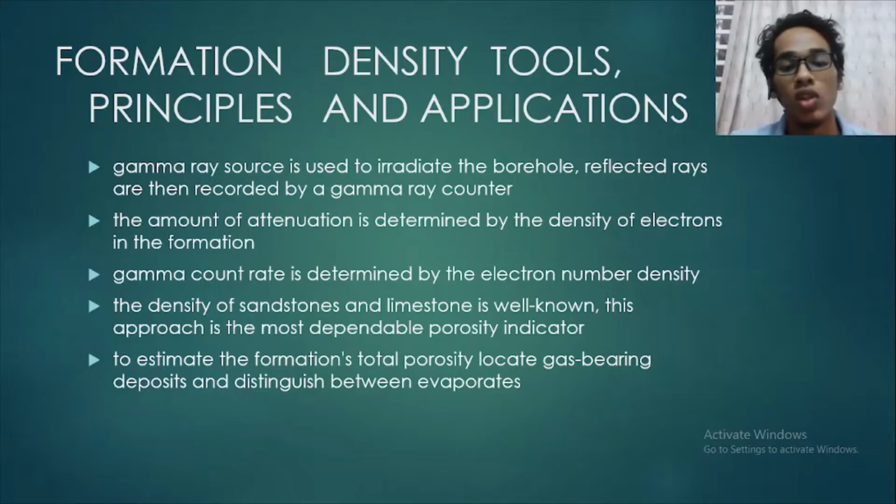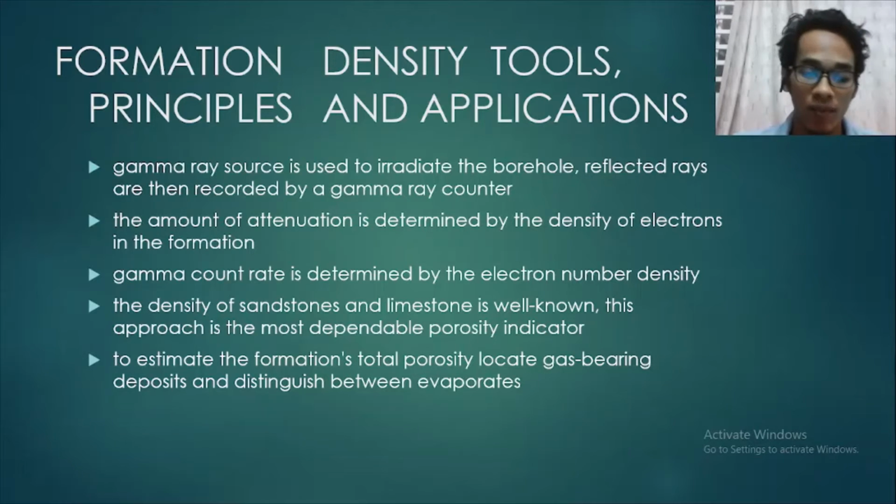A formation with high bulk density also has high electron density. It considerably reduces gamma rays, resulting in a low gamma ray count rate at the sensor. A formation with low bulk density has low electron density. It attenuates gamma rays less than a high density formation. Hence, the sensor records a greater gamma ray count rate.